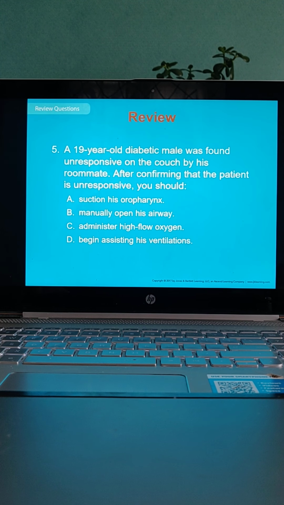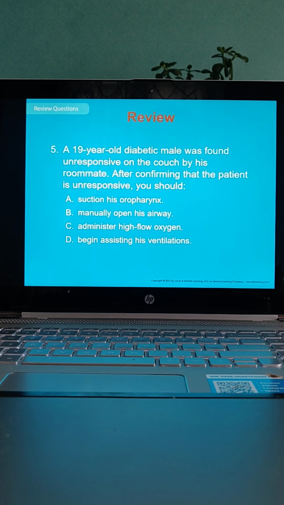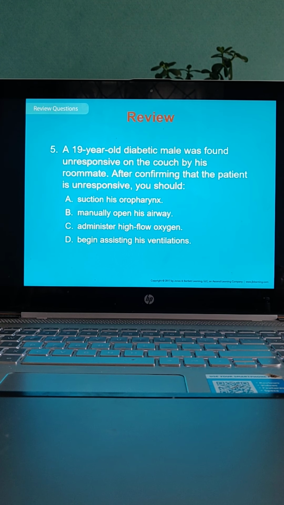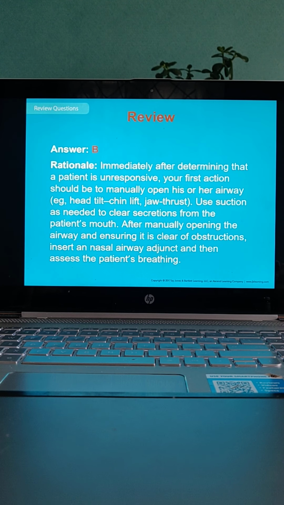Number 5. A 19-year-old diabetic was found unresponsive on the couch by his roommate. After confirming that the patient is unresponsive, you should what? Suction his oropharynx, manually open his airway, administer high-flow O2, or begin assisting his ventilations. Remember the basics. You would open his airway. ABCs: airway, breathing, circulation. Open that airway.